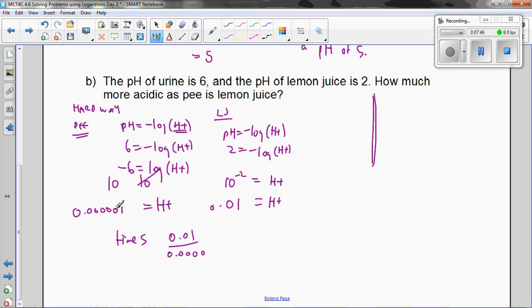1, 2, 3, 4, 5, 6 places. And then you clunk that into a calculator. But you should remember, you just move the decimal places when you're dividing powers of 10, and you get 10,000 times. So we'd say lemon juice is 10,000 times more acidic than urine.